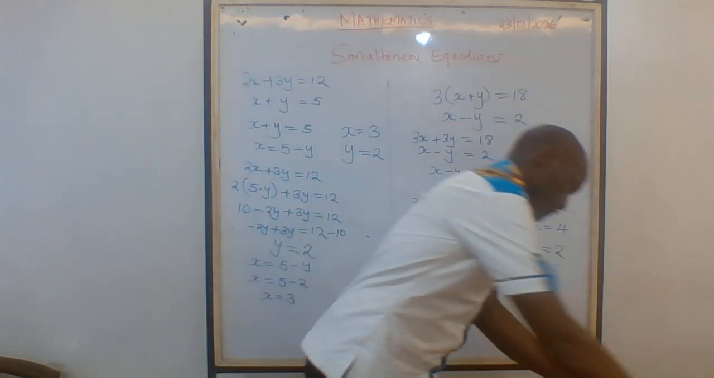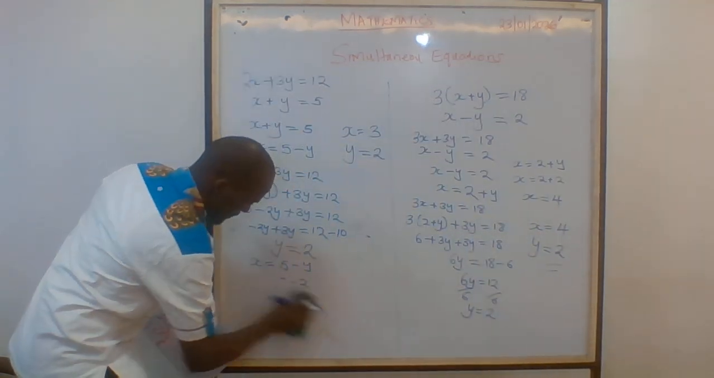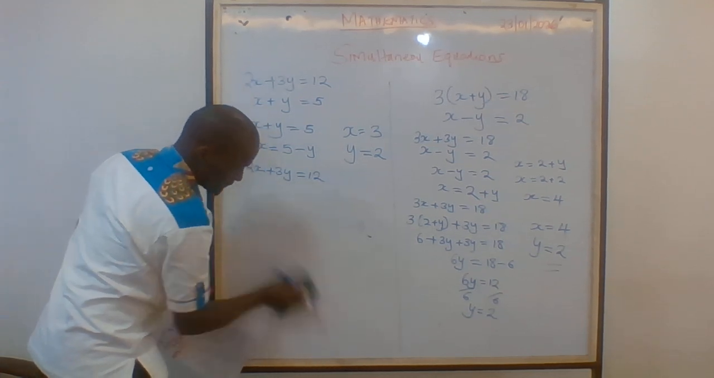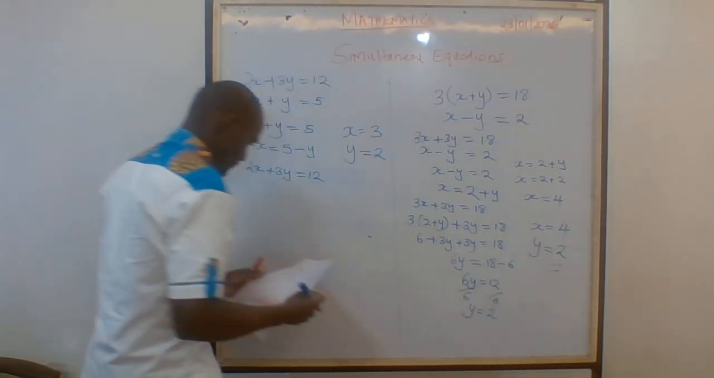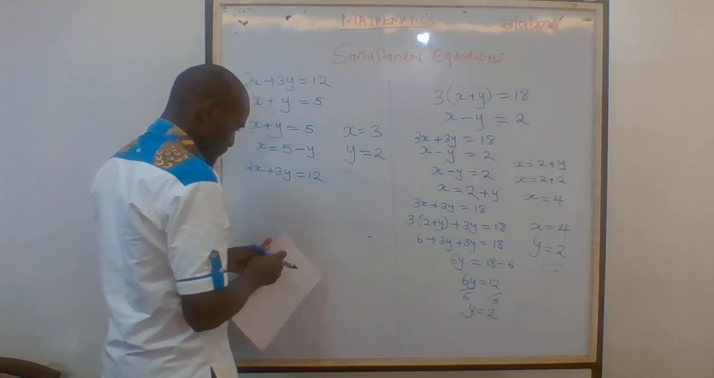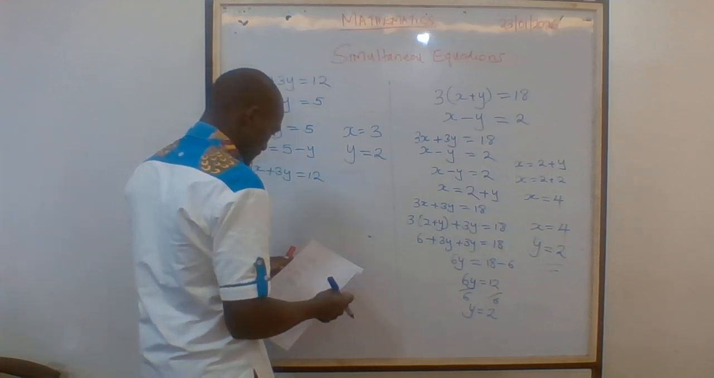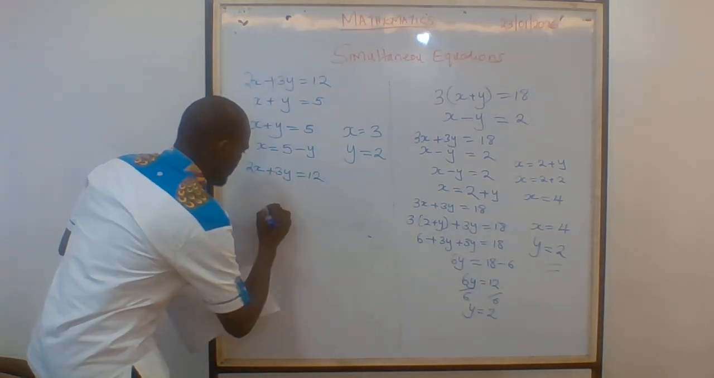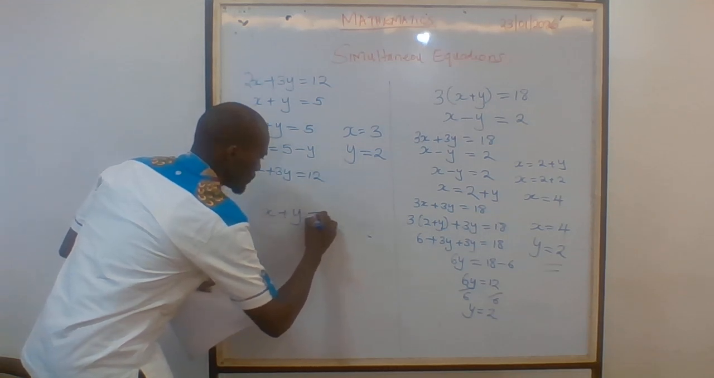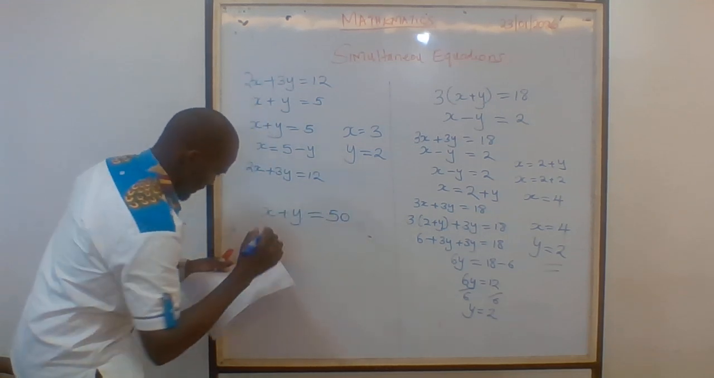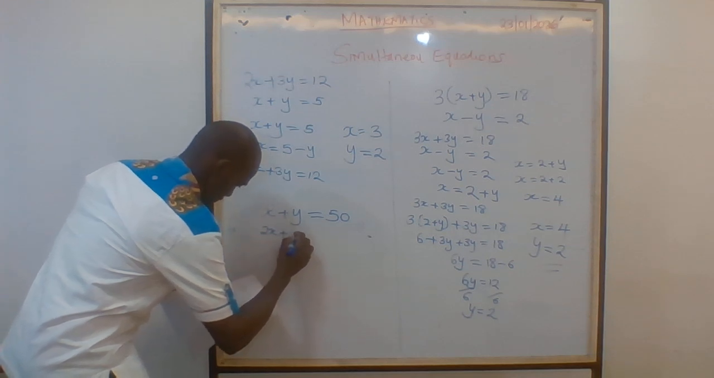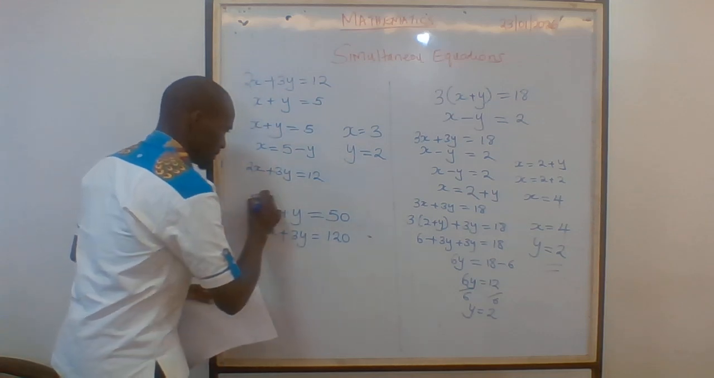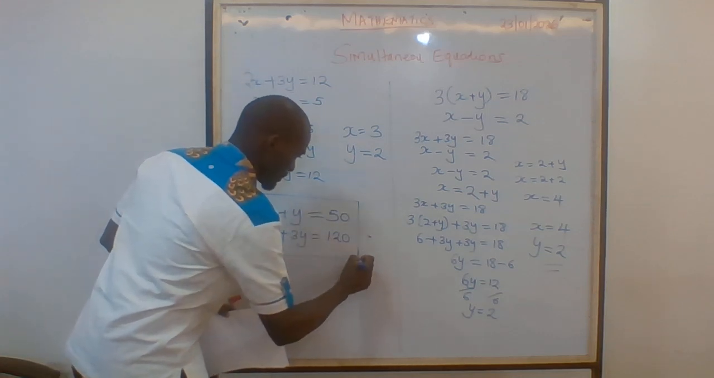Now for your example, as usual, allow me to rub out a portion here of the board, so that I can give you an example that you can try at your own time. Practice makes perfect, so it's always good to keep trying and keep testing your skills. So we have x plus y is equal to 50, then 2x plus 3y is equal to 120. So try this at your own time.